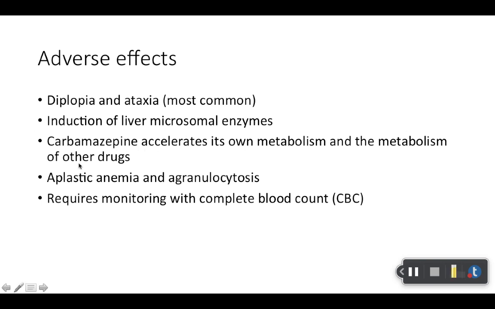Also, you have to worry about drug interactions with these. So put a star by that. Want to make sure you guys know that because of its effect on the liver. And then aplastic anemia and agranulocytosis, rare but serious adverse effects. Because of that, we need to monitor CBC. So put a star by that. That's important too.